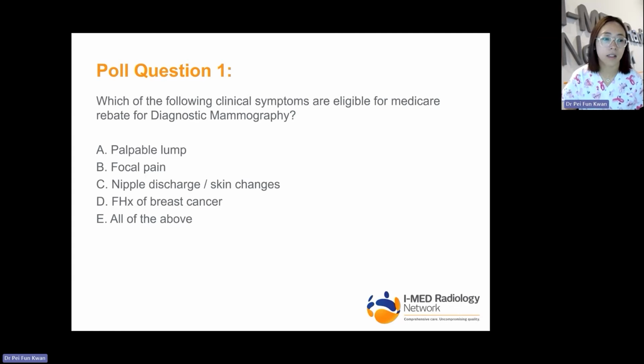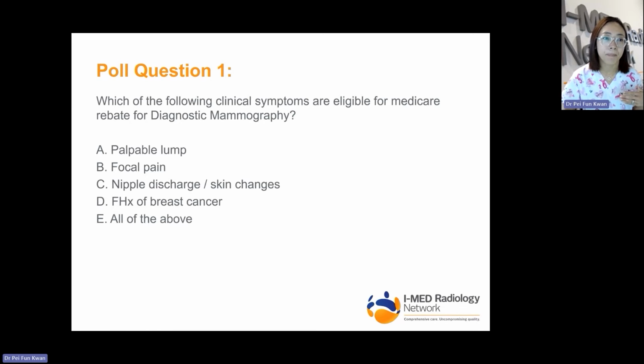Okay, I think all of you know the answer is E, all of the above. It is important to know the Medicare rebate criteria so that when you request a diagnostic mammogram for your patient, you put down the correct clinical indication to help your patient and help us know where we are looking at the area of concern.